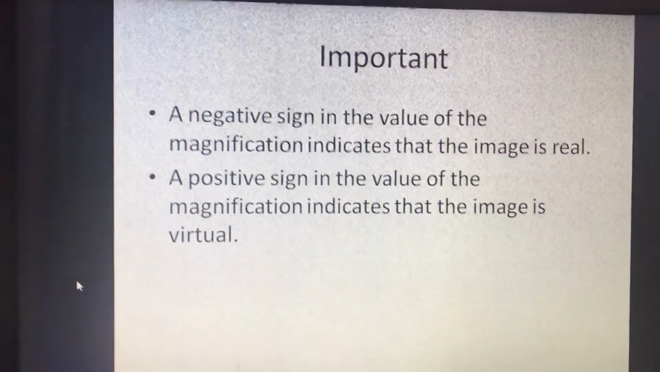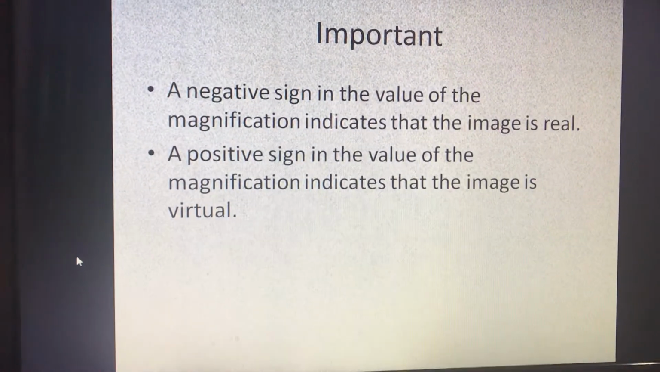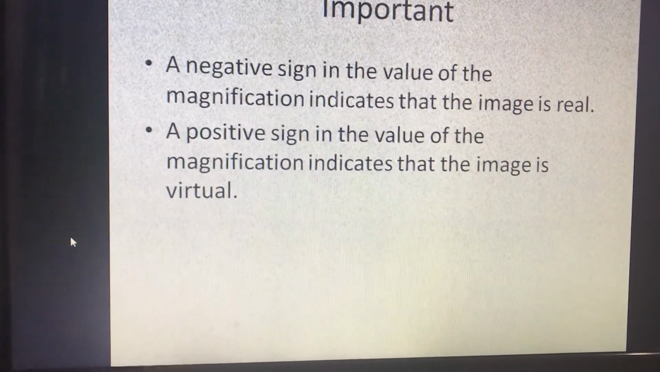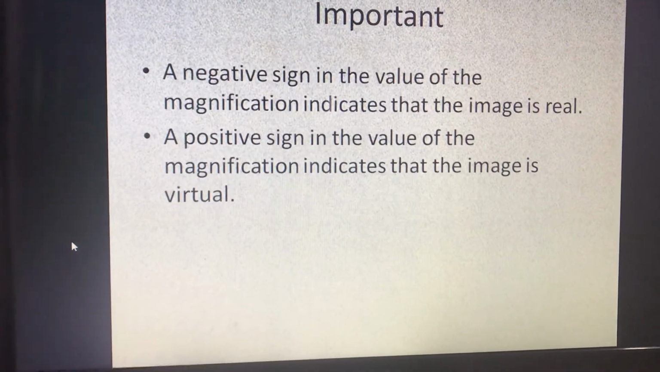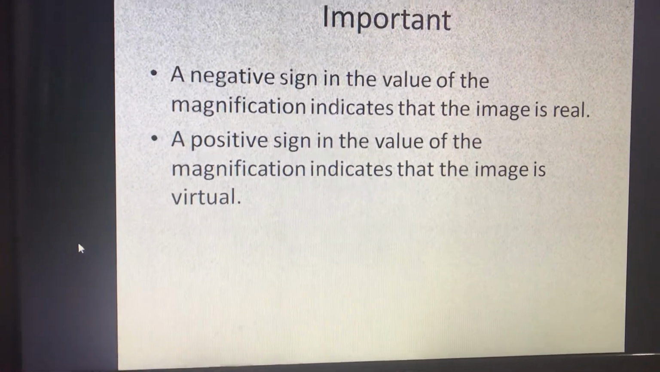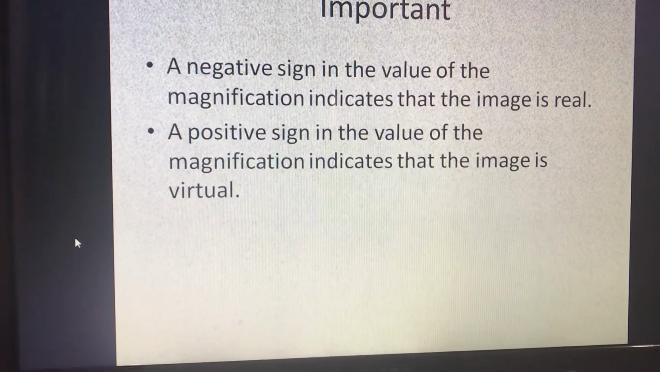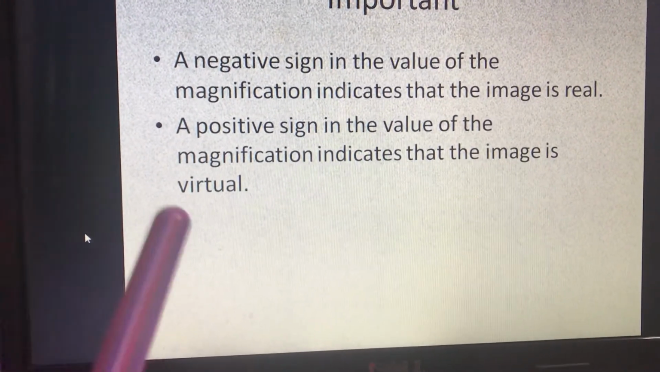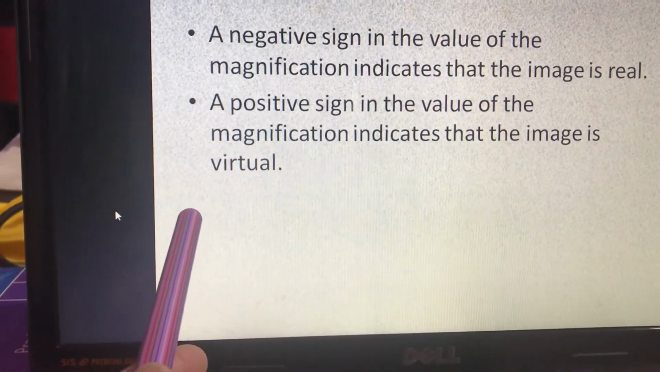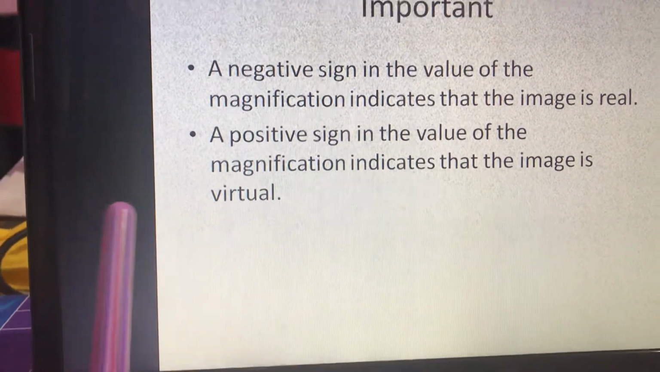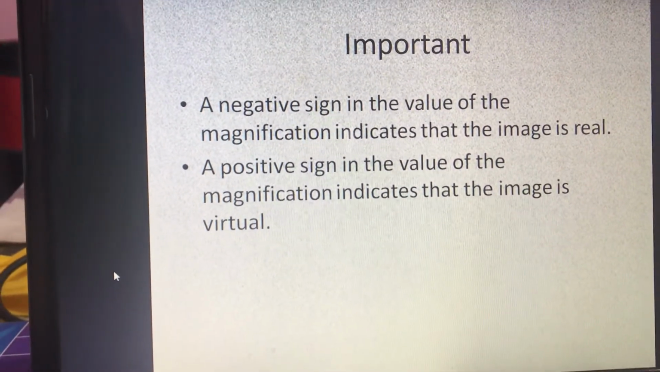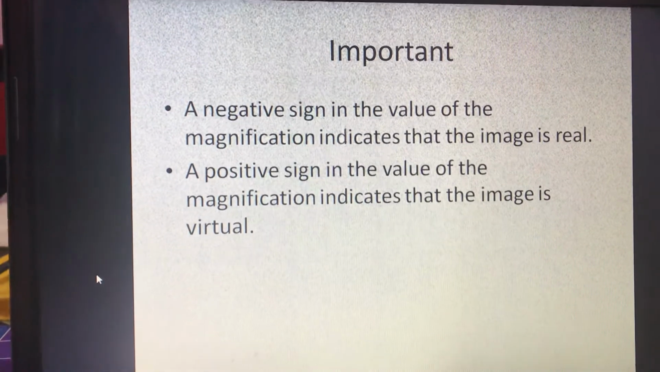Now this is important. If there is a negative sign in the magnification, it shows that the image is real. And if a positive sign is there in magnification, then it shows that the image is virtual. So keep this in mind to put the correct sign.